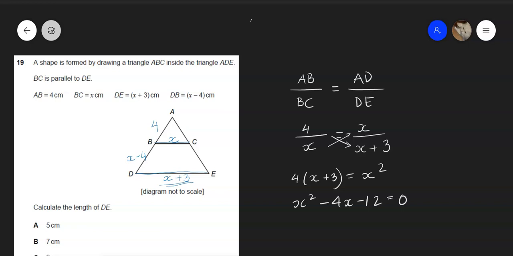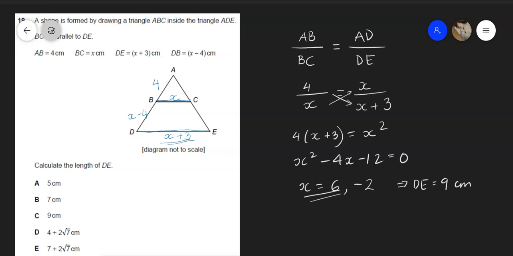The Vieta formula tells us that the sum of the roots is 4, the product of the roots is minus 12. So the roots are x equals 6 and x equals minus 2. Clearly we must take a positive value of x, and it then follows that DE equals 6 plus 3, 9 centimeters. This corresponds to option C.